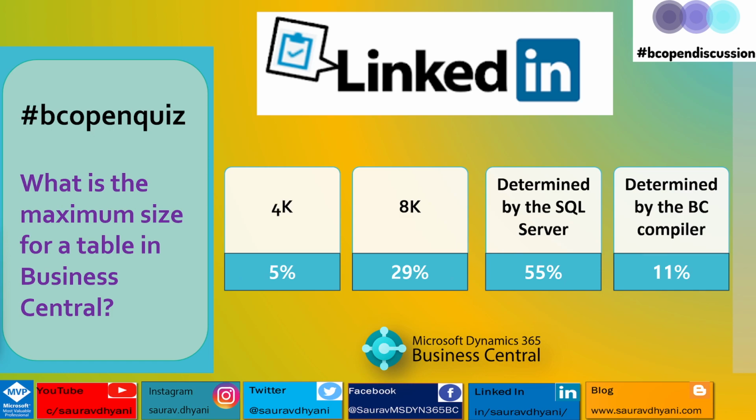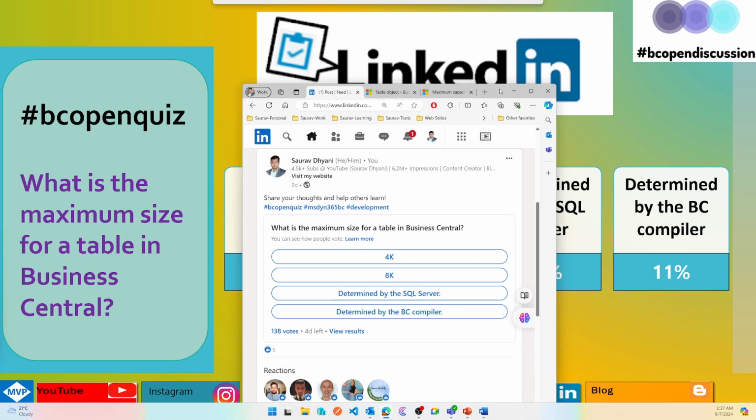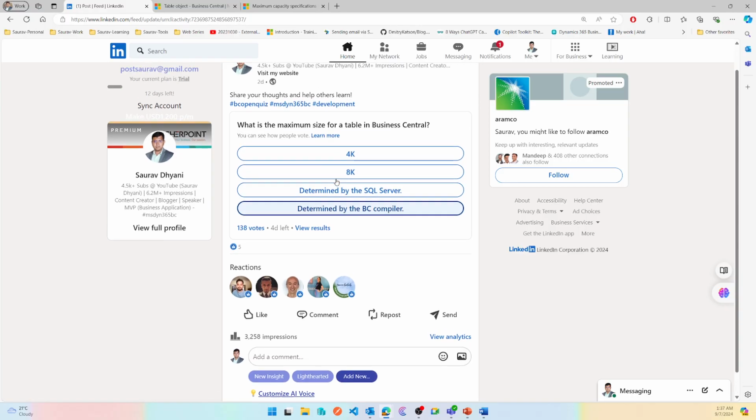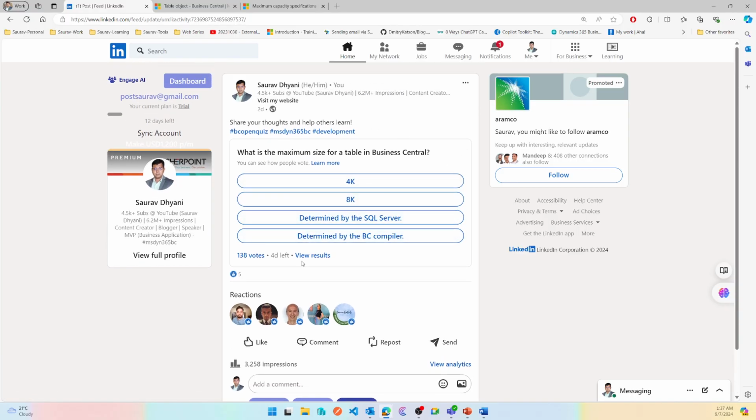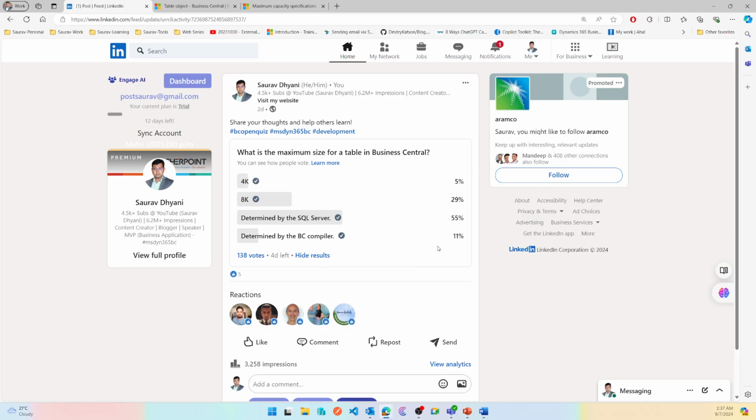55% of people responded that it is determined by SQL Server, and 29% thought it's 8K, whereas 11% thought it is determined by BC Compiler, and 5% thought that it is 4K. So let's quickly go through it and understand this simple concept. There is the quiz where people voted, and these are the results that people gave.